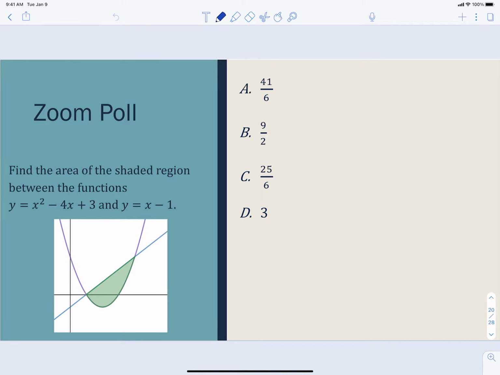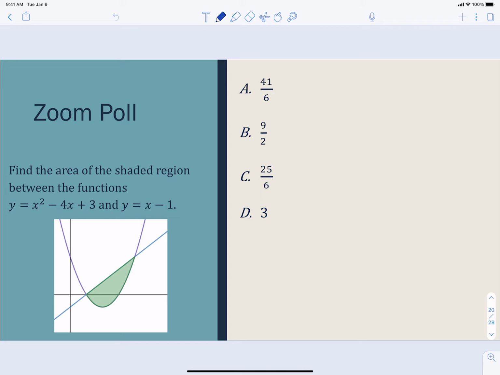I'm going to try not to pause too long on these, but I will pause here for a second at the beginning of each question so that you can pause the video and work out the problem if you would like, and then hit play and go over my explanation.